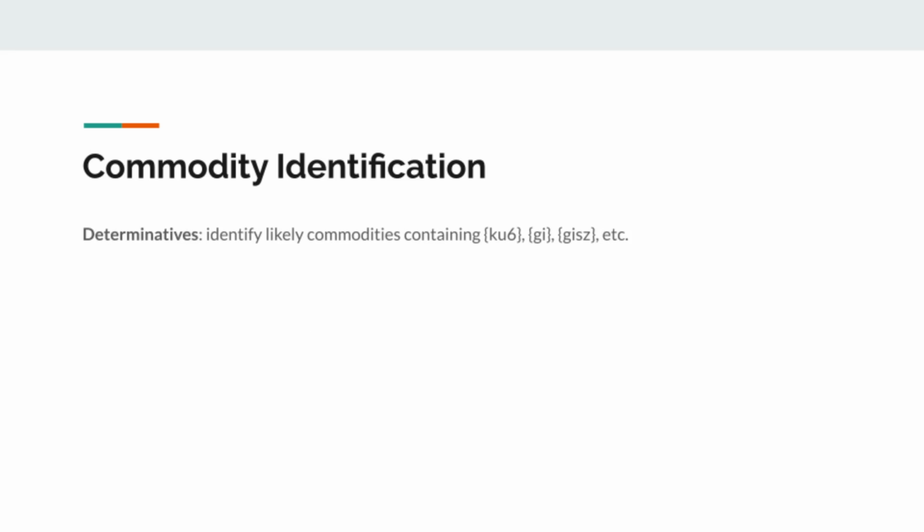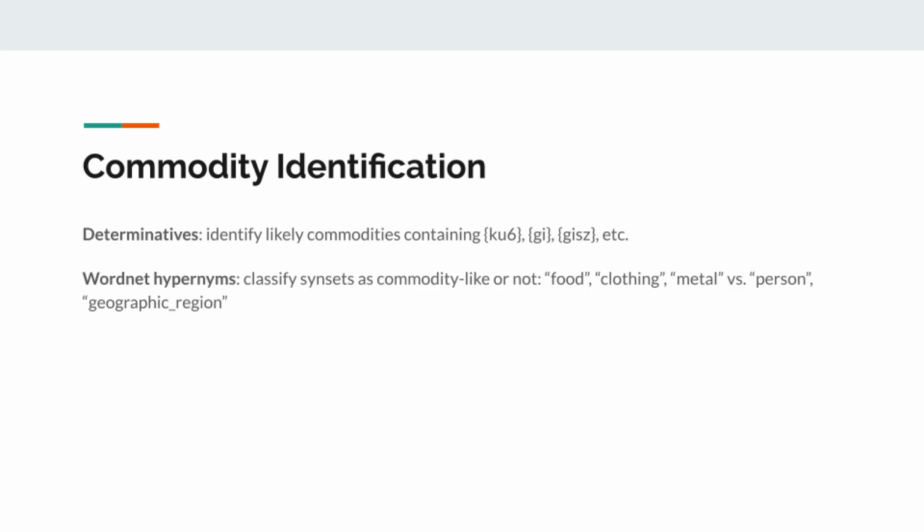We also have a set of rules surrounding determinatives. Many Sumerian nouns are written with a determinative specifying the material they're made out of. This allows us to easily recognize items made of wood, metal, and reeds, as well as some categories of animal, such as fish. Such items are all commodities which are likely to be the counted object when they occur in a line. For words which are not written with a determinative, we use WordNet to find hypernyms of the word's English definition. We label some synsets as likely to be commodities, such as foods, clothing, and metals, and others as unlikely to be commodities, such as people and places.